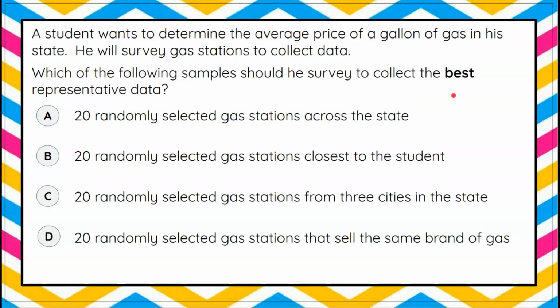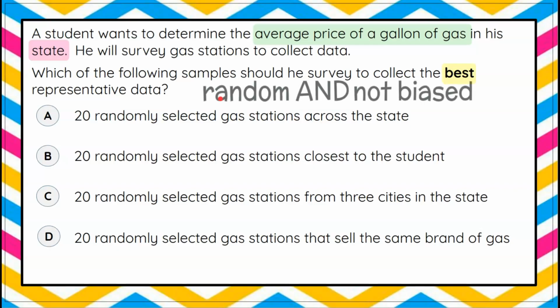Good luck. Welcome back. So our student wants to determine the average price of a gallon of gas in his state. So we're looking for representation in the entire state for the average price of a gallon of gas. And we need to pick the best out of all 4. Okay. So when I'm looking to see representation, I want to look for random and not biased.